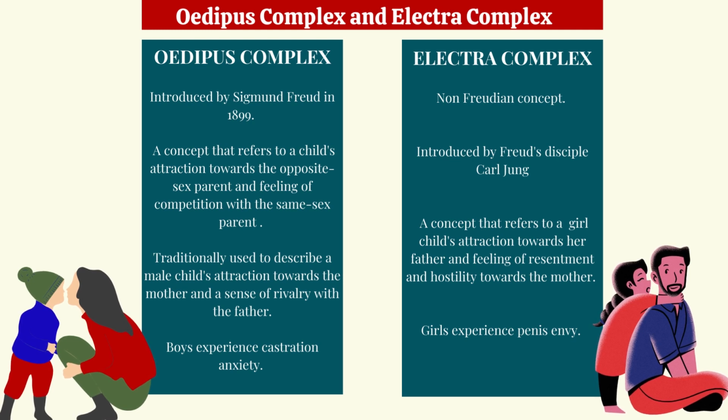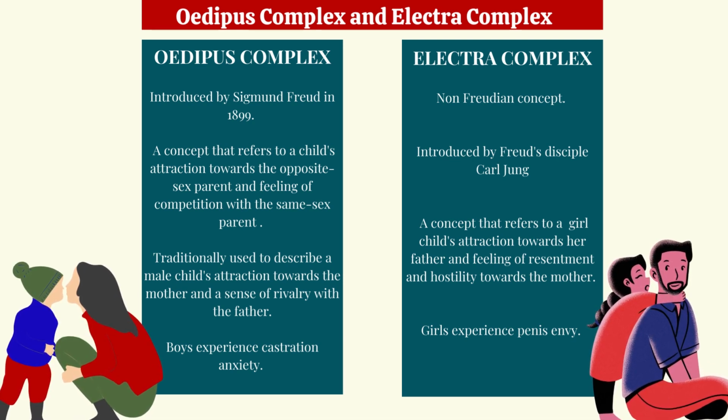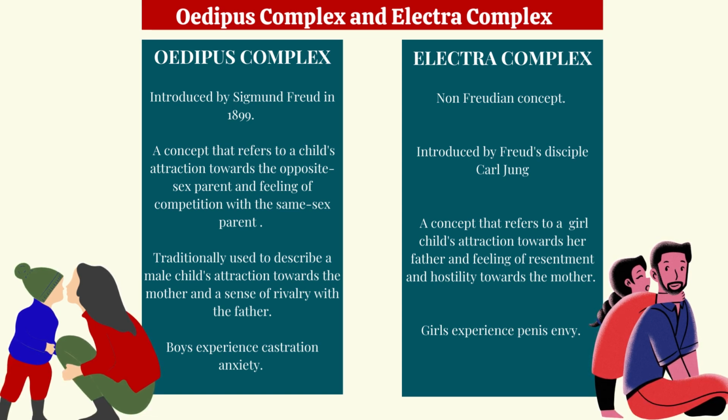And before concluding, we have one more concept to discuss, that is the Oedipus complex. I told you that during the phallic stage, that is from 3 to 6, when the erogenous zone is the genitals, when the gender identity develops in the child, Freud believed that boys begin to view their fathers as a rival for their mother's affection. And this is what he called the Oedipus complex, and it was introduced in 1899. It is a concept that refers to a child's attraction towards the opposite sex parent and a feeling of competition with the same sex parent.